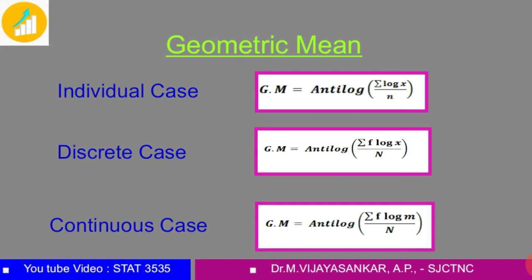Here capital N is the sum of all the frequency values, small n is the total number of observations, f is the frequency, and m is the mid value of the class interval, that is, the middle value.